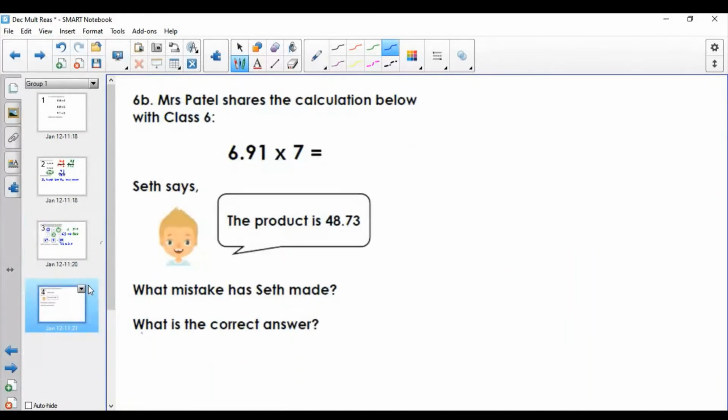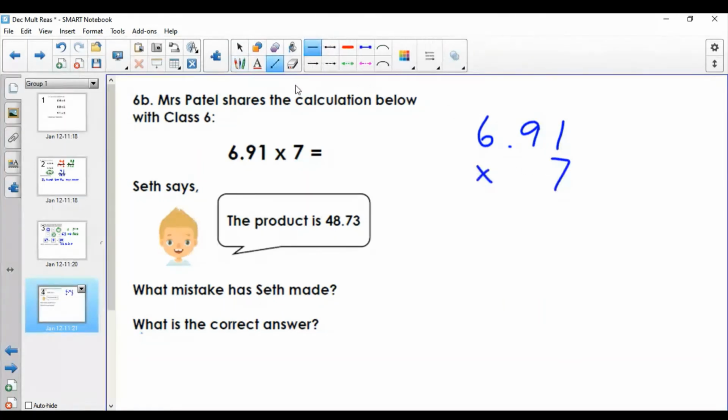Okay, one more example I can give you here of using our reasoning skills. Mrs. Patel shares a calculation below with class 6. Good for her. And Seth says, the product is 48.73. I'm not sure, Seth. What mistake has Seth made? Well, I think the best thing to do here will be to actually perform the calculation. 6.91 multiplied by 7. I will use a straight line tool because I wasn't raised in a cave on Mars by weird space creatures. 7 times 1 is 7.